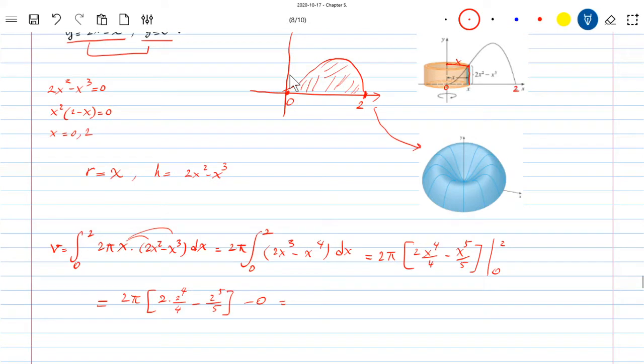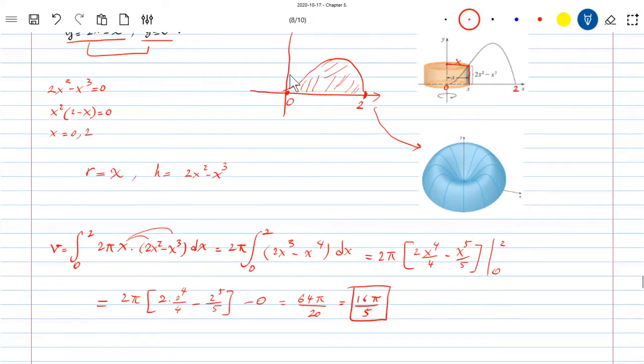This one is 32 over 4, and this is 32 over 5. 1/4 minus 1/5 is... this is 64 pi divided by 20, I think. Yeah. You can simplify it by dividing by 4 again. This would be 16 pi over 5.